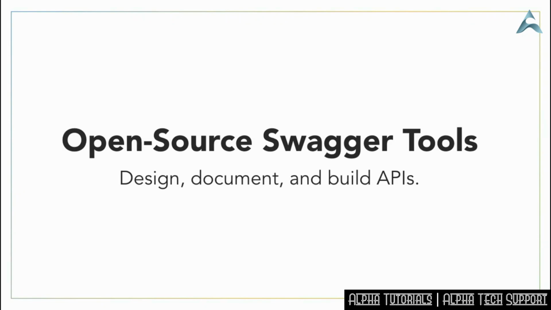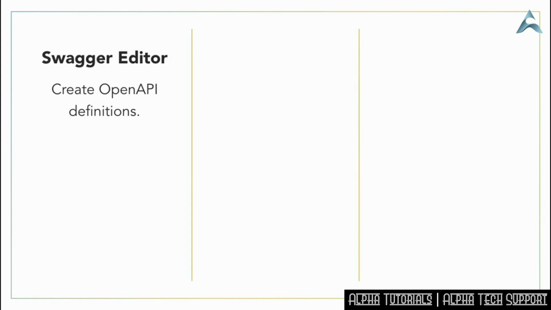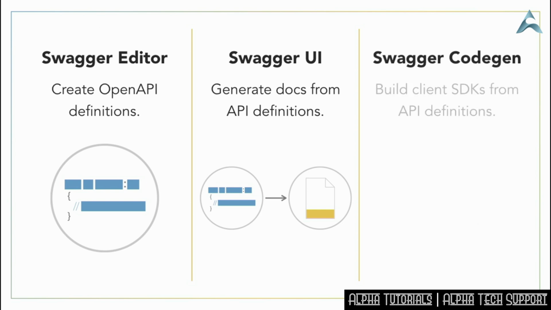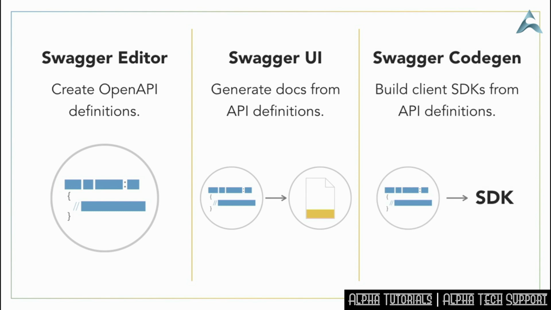Swagger's open source tools are a great way to design, document, and build definitions for RESTful web services. Let's take a closer look at these tools. There are three tools within the open source toolbox: the Swagger Editor, Swagger UI, and Swagger CodeGen. The editor acts like an IDE for building API definition files. Swagger UI can consume API definition files to produce interactive API documentation. Finally, Swagger CodeGen can build API clients or server stubs in several languages based off of the API definition files.